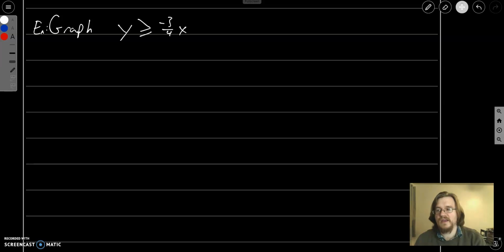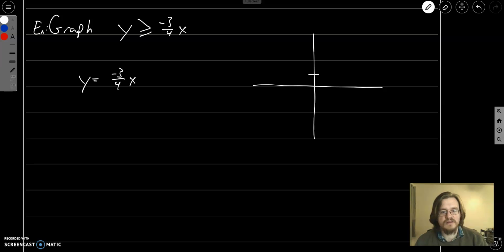Let's do another example. We have y is greater than or equal to -3/4 x. So again, first we replace the inequality with an equal sign, and hey, this is already in slope-intercept form. And the intercept is just going to be 0. There's nothing out here, so we know that it'll pass through this point. Our slope is -3/4. So rise over run, so down 3/4. So we have the line connecting these 2 points.